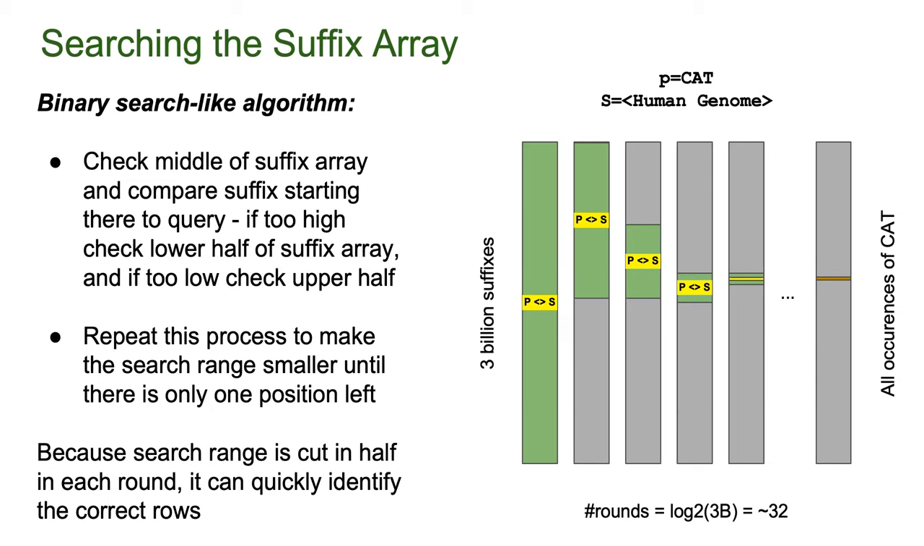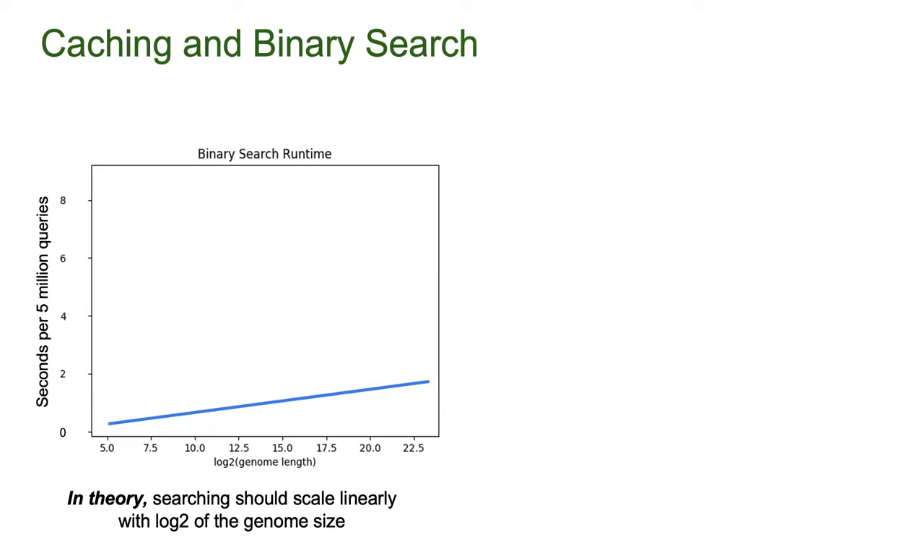Now we know from intro to algorithms that binary search requires log base 2 iterations. So in the case of the human genome, that's about 3 billion nucleotides long, that would require about 32 steps. And furthermore, in theory, what we have learned in intro to algorithms is that the runtime will be totally dominated by the number of steps that need to take place, such that if you're doubling the size of the genome, we should just add one more step. Plotted in this way, we should see a linear time increase as we go to larger and larger genomes. In theory, that's how it should go.